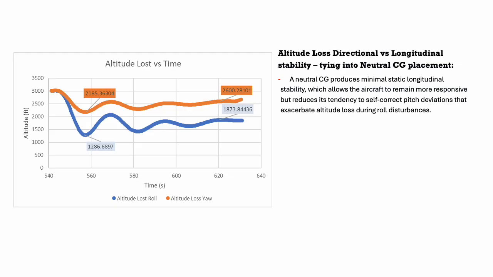Yaw inputs result in slightly less altitude loss compared to roll inputs, a result consistent with neutral center of gravity placement. A neutral CG produces minimal static longitudinal stability, which allows the aircraft to remain more responsive but reduces its tendency to self-correct pitch deviations that exacerbate altitude loss during roll disturbances. This interconnection underscores how center of gravity placement impacts the coupling between lateral and longitudinal axes, as rolling causes aerodynamic sideslip that interferes with pitch stability. In contrast, yaw inputs produce subtler altitude variations, since rudder-induced sideslip avoids significant roll coupling.